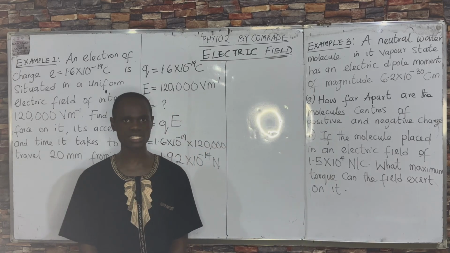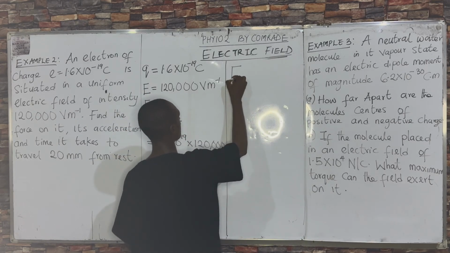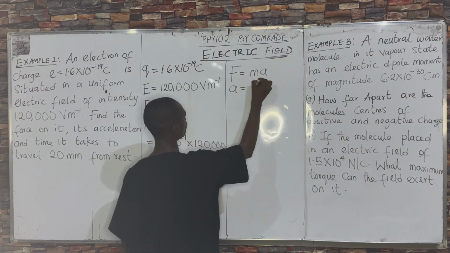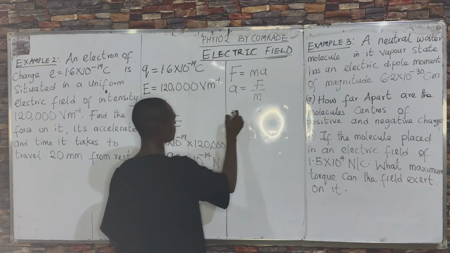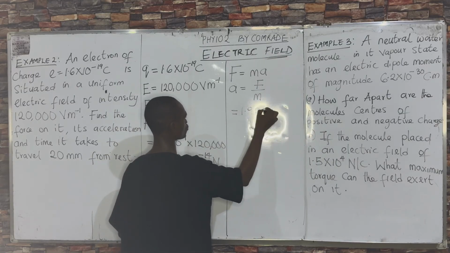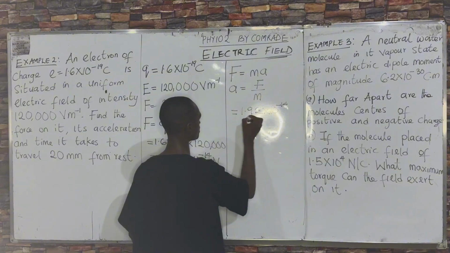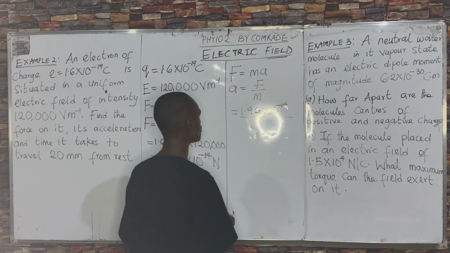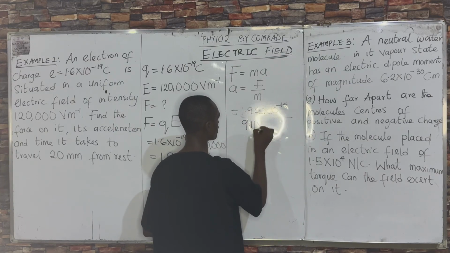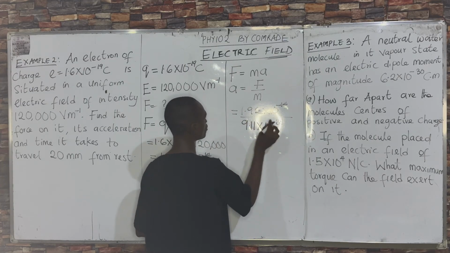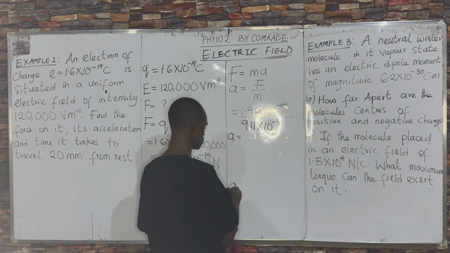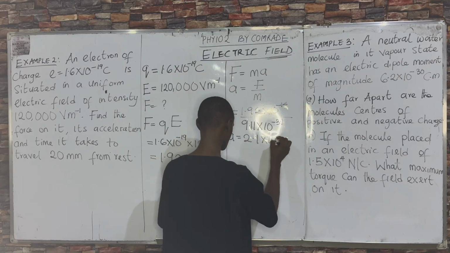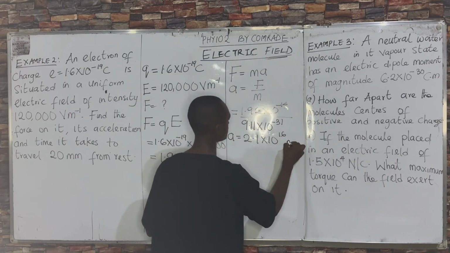The next one, find the acceleration. Hope you have not forgotten that according to Newton's law, F is equals to ma. Because we're looking for acceleration, A becomes F over m. So our force is 1.92 times 10 raised to the power minus 14. Do not forget, the mass of the electron is a constant value, 9.11 times 10 raised to the power minus 31. So A becomes 2.1 times 10 raised to the power 16 meter per second squared.